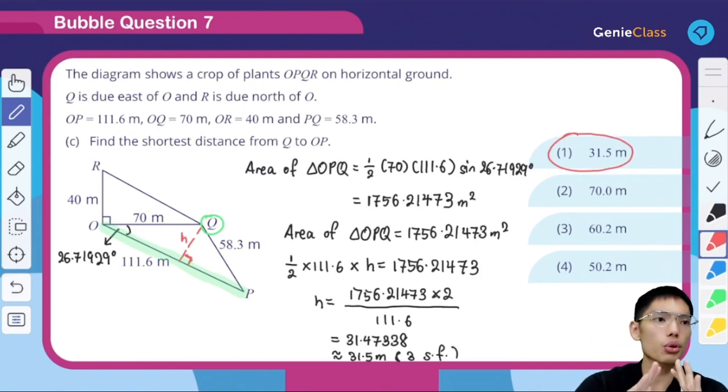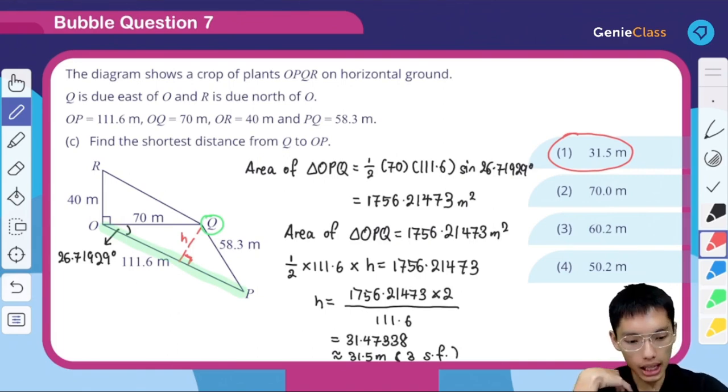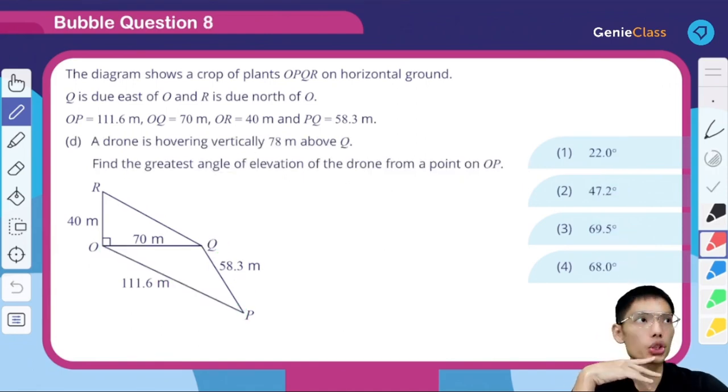Alright, so just take note of the cosine rule, how you all use it accordingly. Remember to read the question. I want Q to OP. Now, last one. Bubble question number 8 before we call it a day for today.